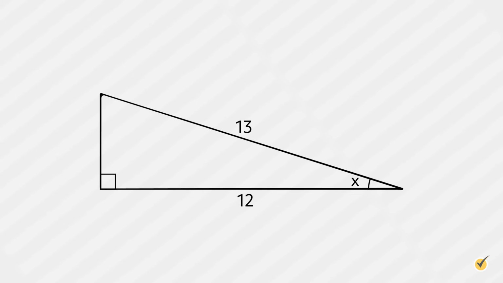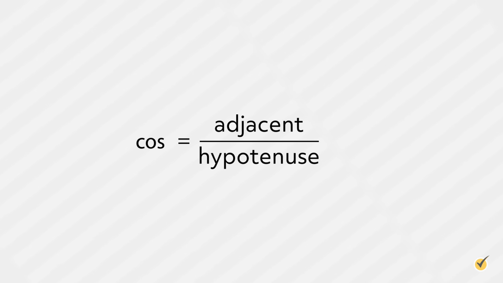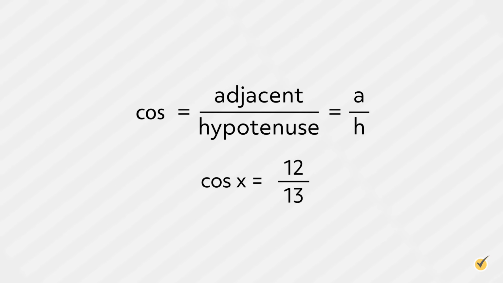Let's set up our equation. Cosine of the angle equals adjacent over hypotenuse equals A over H. So, cosine of x is equal to 12 over 13. In the first problem we did, we took the cosine of an angle and the calculator gave us a number. For this problem, we want to do the opposite. We know the value of the cosine of our angle and we want to find the measure of the angle.